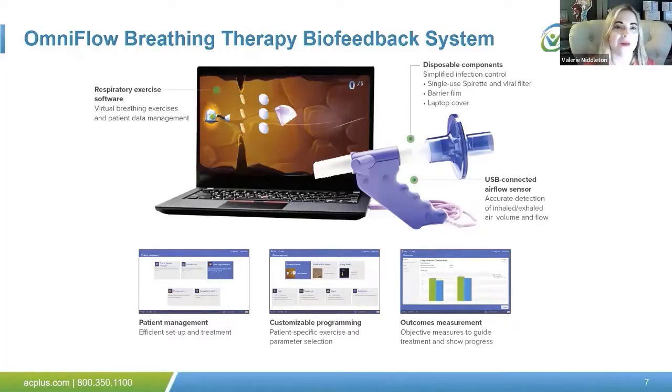Two things that really stand out that make the OmniFlow breathing therapy system different is the fact that it does have this biofeedback capability in conjunction with the fact that it's a virtual reality animation feedback. Also, the fact that we can use both inhalation and exhalation exercises, while many tools out there will only allow you to focus on one or the other.